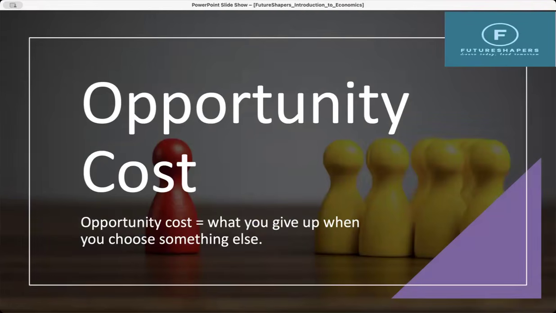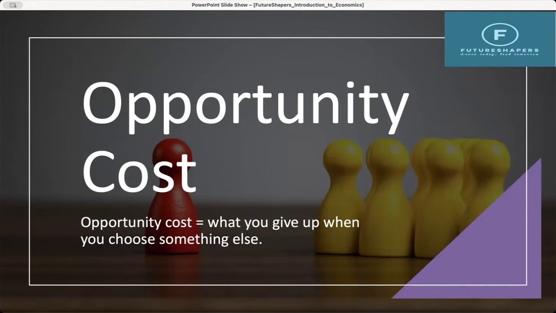So, next we have on the slide is opportunity cost. Every decision has a cost. Opportunity cost, in very basic terms, is the cost of choosing one opportunity over another. A right decision would be when the opportunity cost is lesser than the benefit of the chosen opportunity. Let's look at some of the examples.